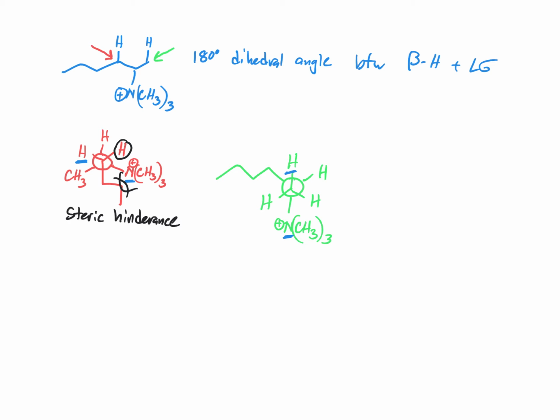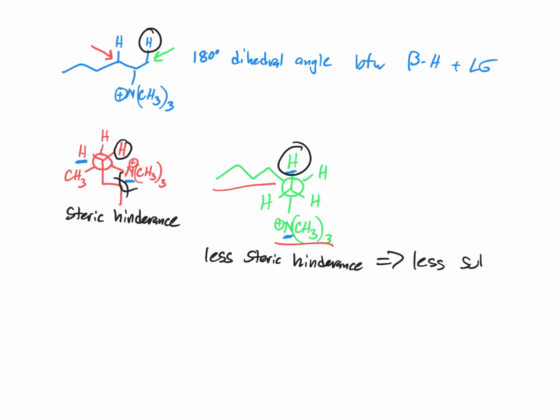But you can see how the large chain and the large bulky ammonium group, much like a t-butyl, are not gauche to each other. So there's no steric hindrance here, or less, I should say. And so this H is favored. This H is favored. And thus we get the less substituted alkene product.